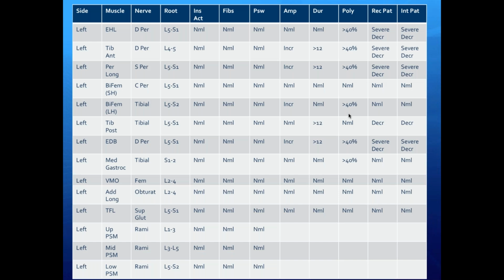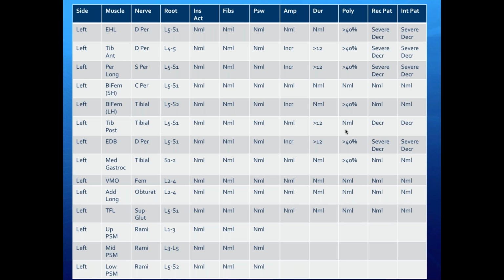This is just the same column, just a different type. And we see now we have a lot more abnormalities. With the EHL, nothing is spontaneous. There are no active spontaneous potentials going on, which kind of matches up with our time frame of injury. Remember, the injury took place 3 years ago. So we're not seeing any active denervation taking place.